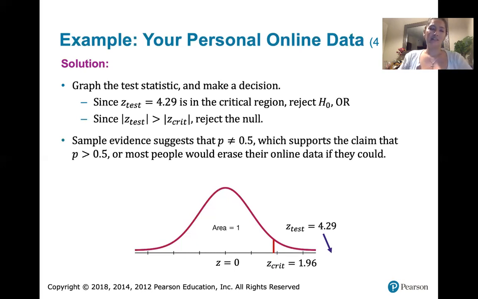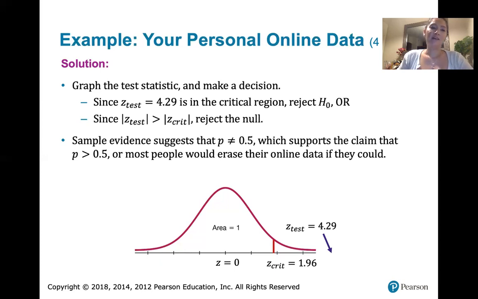Okay, so now after all of that, you have to make some conclusion. And so we're going to say that sample evidence suggests that we should reject the null. So the true population proportion is not 0.5. And that supports the claim that p is greater than 0.5.